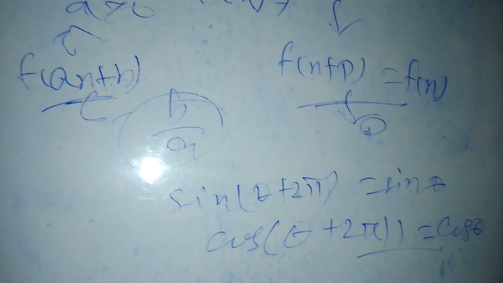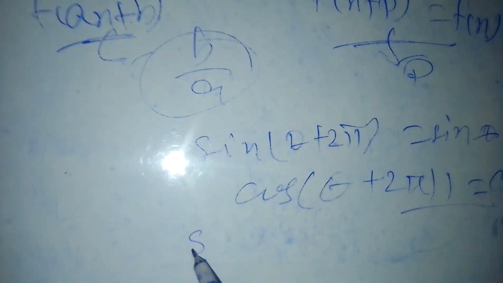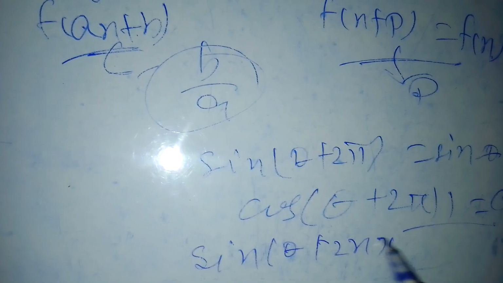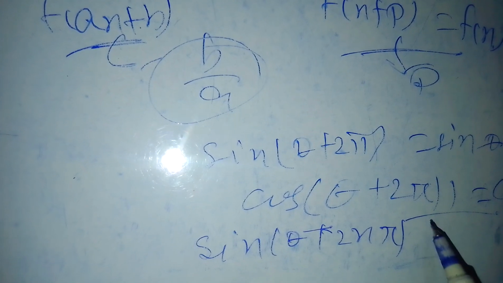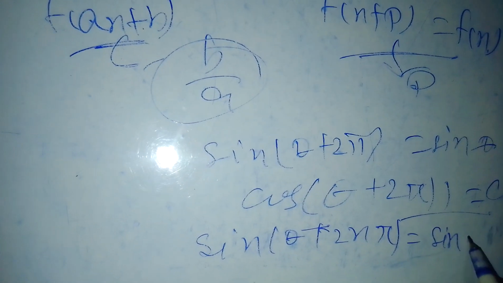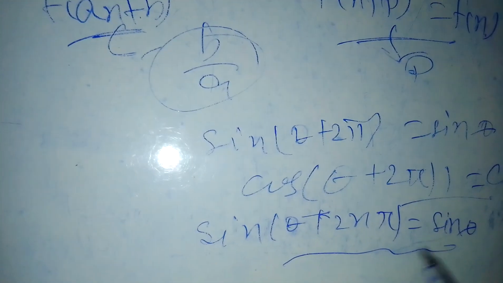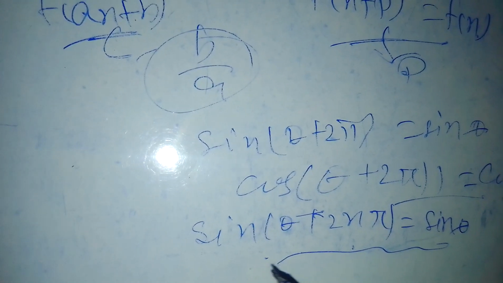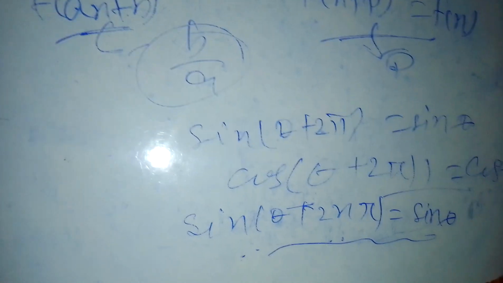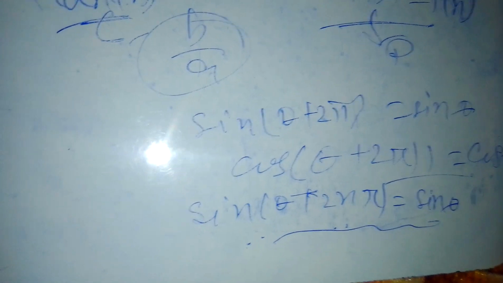So we will meet again in the next video, but before that, one last concept. Sin of theta plus 2nπ is always sin theta, and similarly cos of theta plus 2nπ is cos theta, and tan of theta plus 2nπ is tan theta. Everything is defined as its own value.